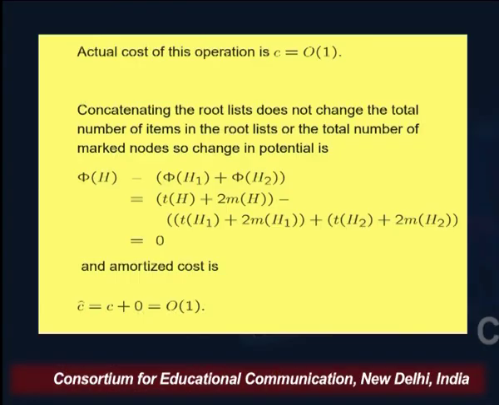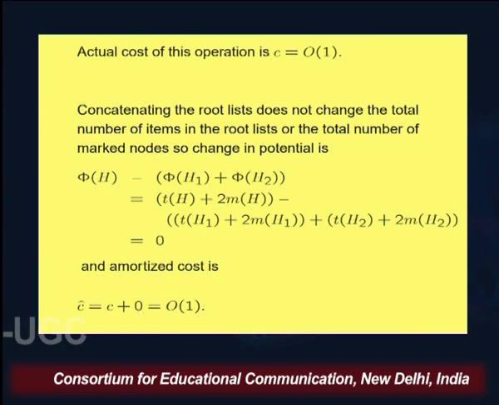The actual cost of the operation, if we see, is order 1, because we are just concatenating two doubly linked lists. Concatenating the root list is not going to change the total number of items in the root list or the total number of marked nodes.